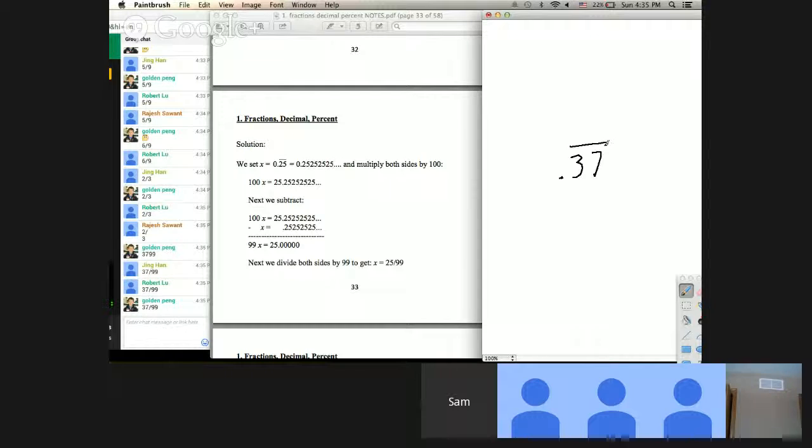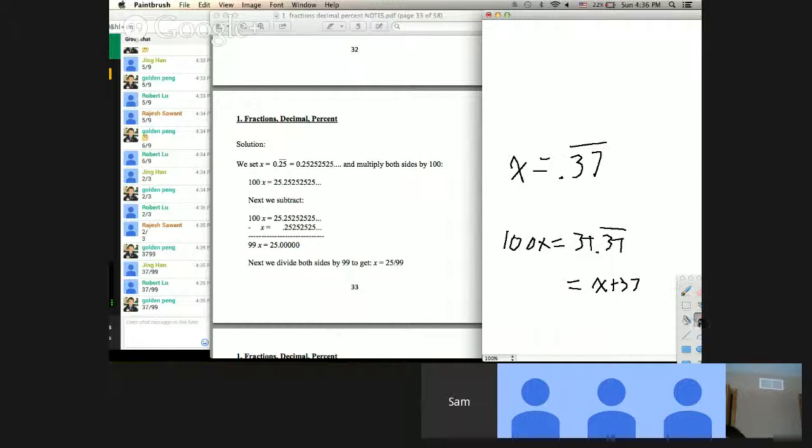Right. The answer is 37 over 99. You can take the long way: set this equal to x, and then multiply both sides by 100. So you get 100x equals 37.37 repeating. And then we see that 0.37 repeating can be set as x. So it's x plus 37 equals 100x. x equals 37 over 99.